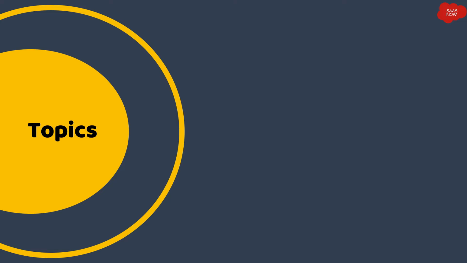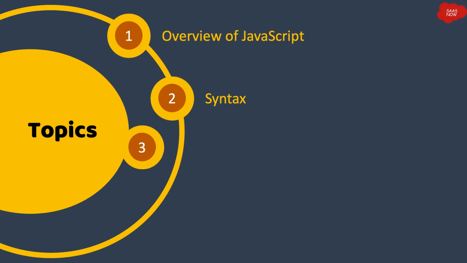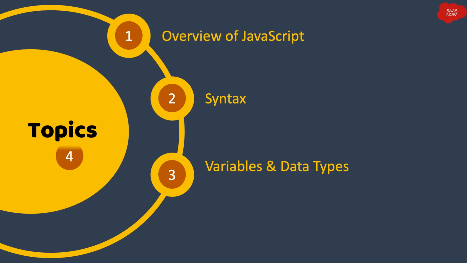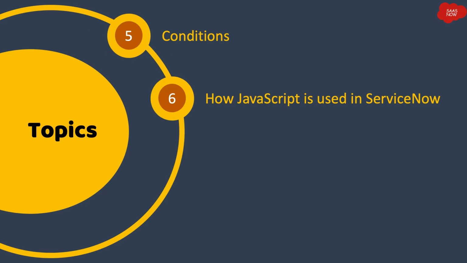Topics to be covered in this training. We will start with an overview of JavaScript. Then we will talk about syntax used in JavaScript. Then we will see variables and data types. And then we will see functions. We will also talk about conditions. And then we will see how JavaScript is used in ServiceNow with all these above topics. And then I will show you some examples by writing some scripts in JavaScript in ServiceNow.